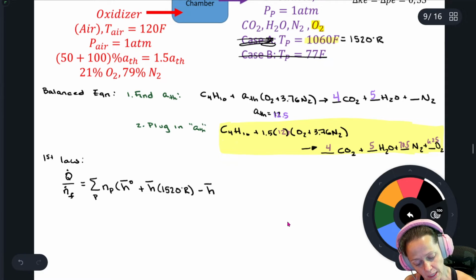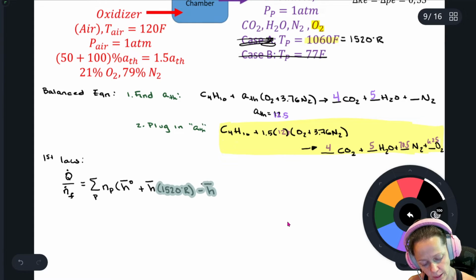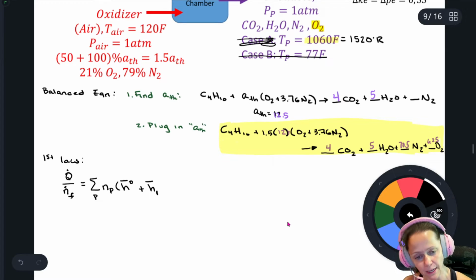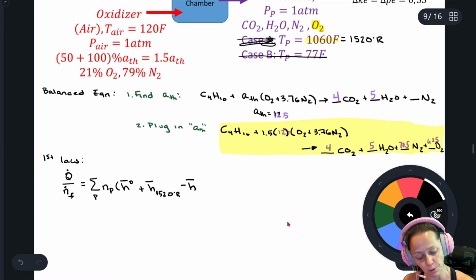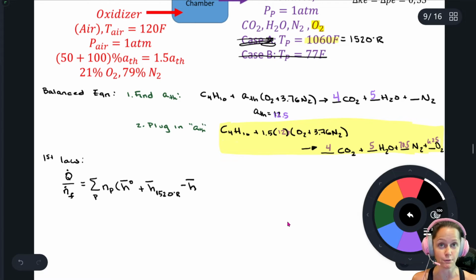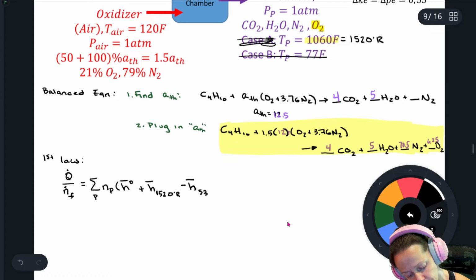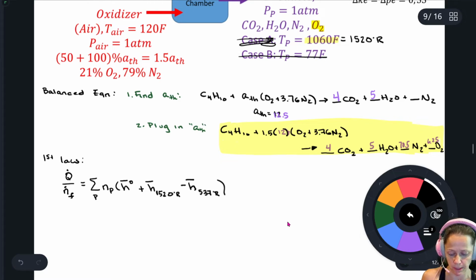Minus the enthalpy at standard reference state. I like writing it with a little subscript, I like the way that looks better. So this is at 1520 degrees Rankine minus the enthalpy at standard reference state. Standard reference state is 537 degrees Rankine, 77 degrees Fahrenheit. It's room temperature. So all my products are coming out at that.